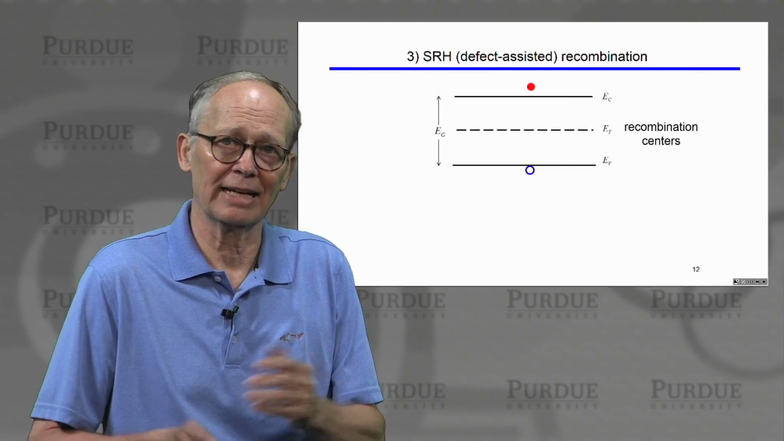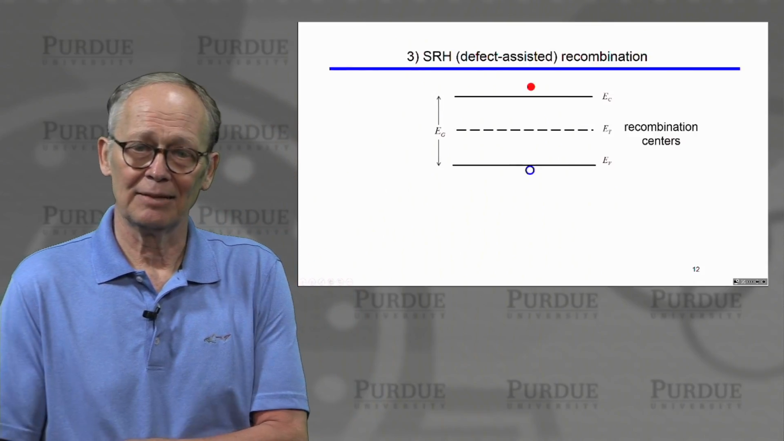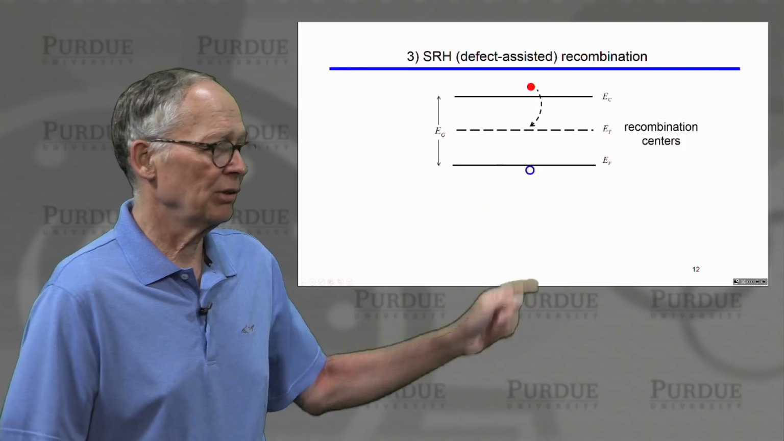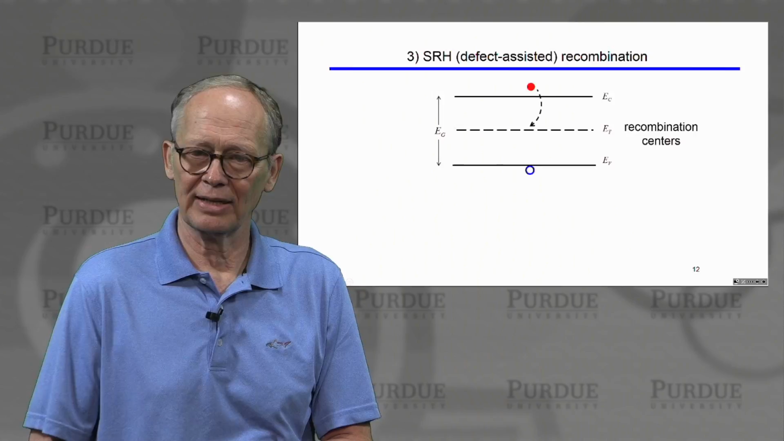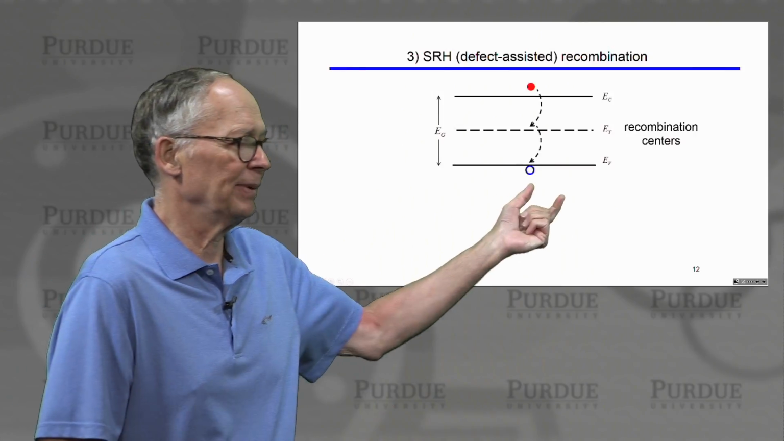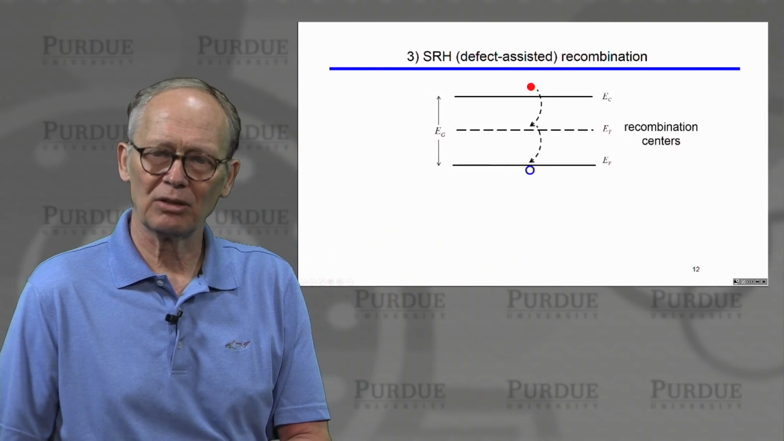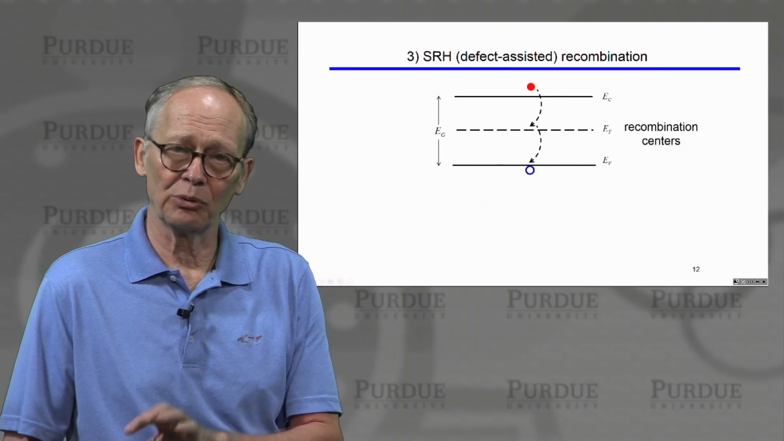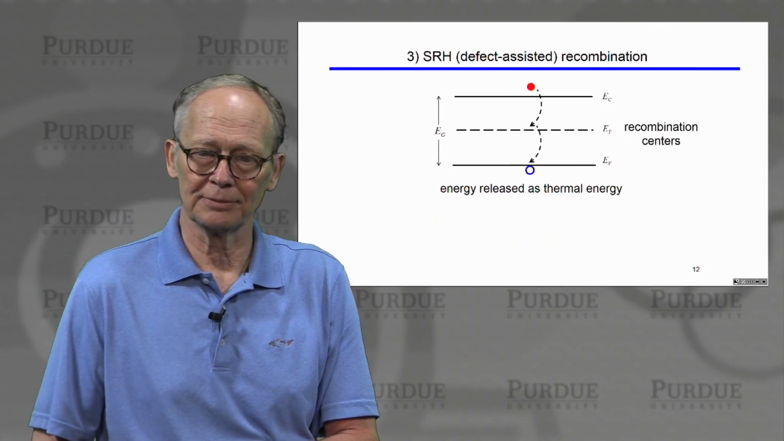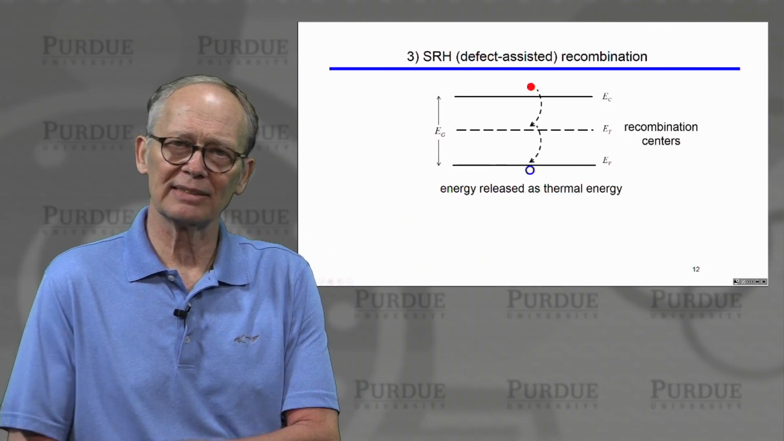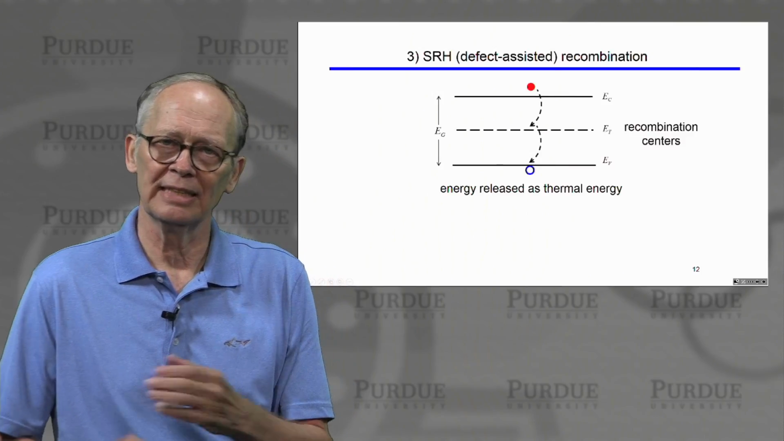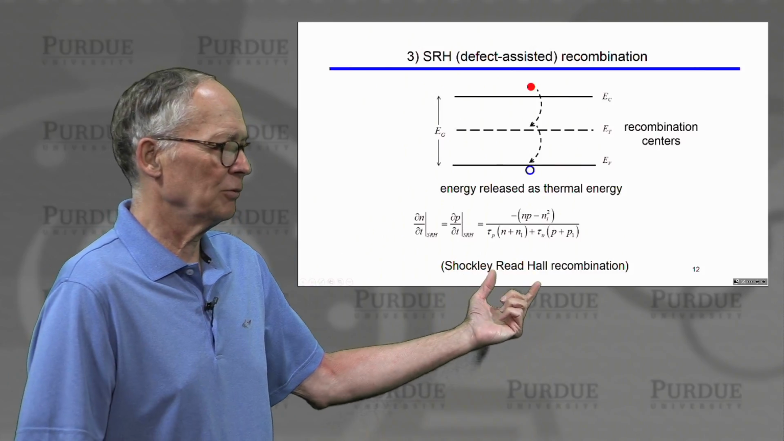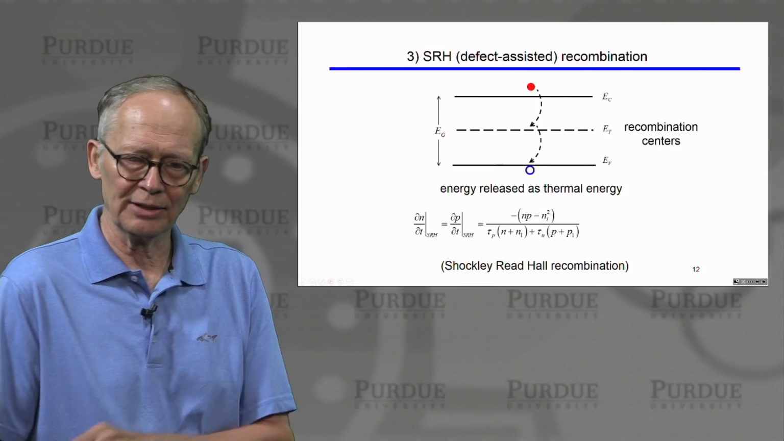The carrier current can't flow through these defects, but these defects can mediate recombination processes. An electron can drop down and be captured by a defect, and then it can drop down to the valence band and annihilate a hole. This would be called a defect-assisted recombination process, and it's important when the other processes aren't important. The energy that's released in this process tends to be released as thermal energy and just heats up the silicon lattice. Now, there is a theory that was worked out by Shockley, Read, and Hall many years ago.